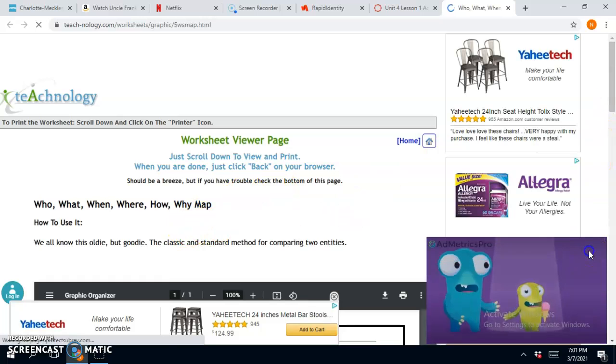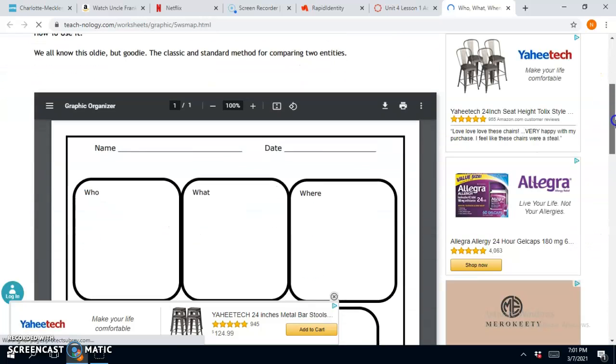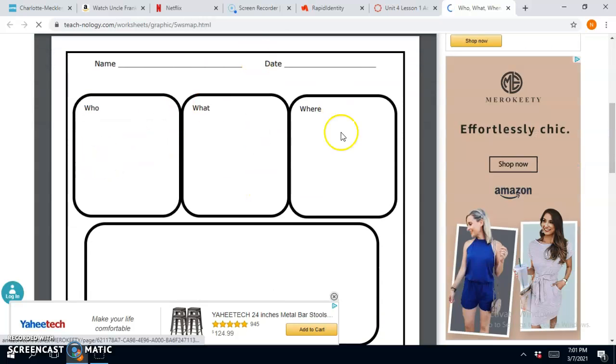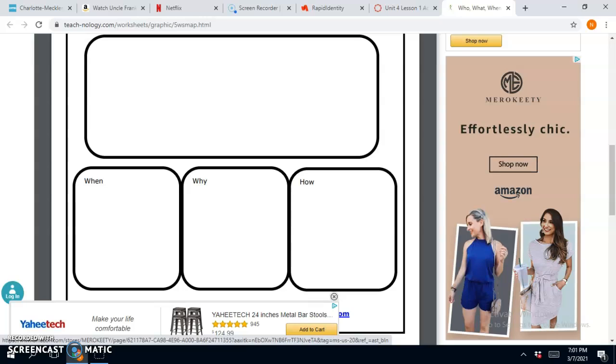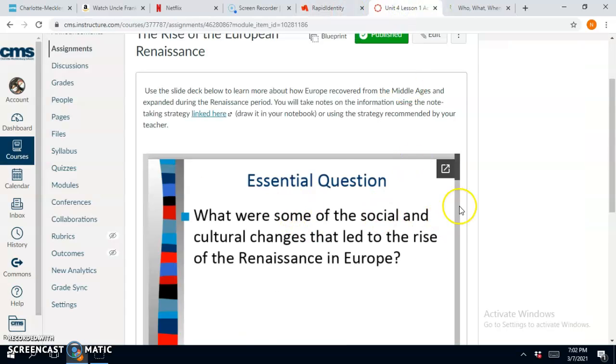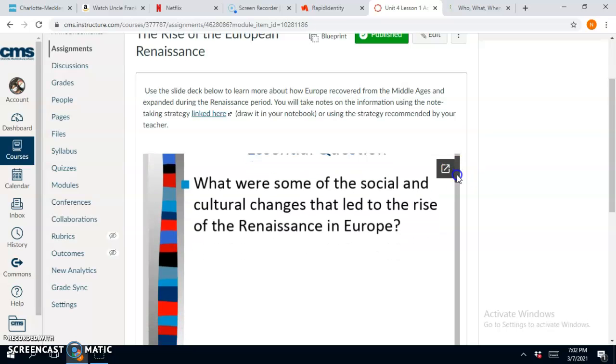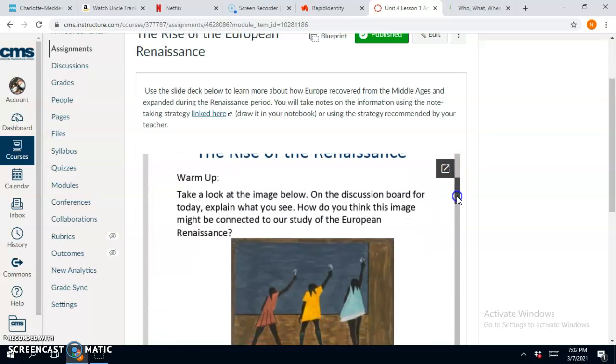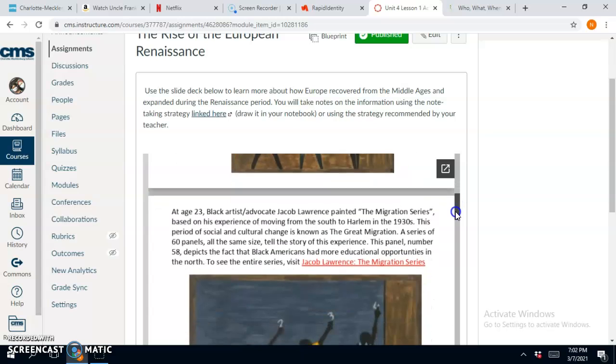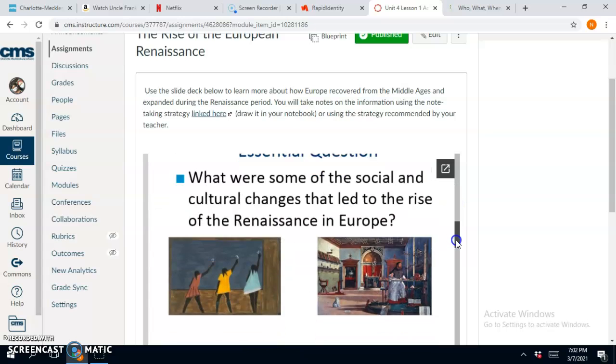The kids used this last semester and it worked for them. You can just type your information here. And you're doing this by talking about the 5 Ws. You got to tell who, what, where, when, why, and how, and then in the middle will be your essential question. All right, so let's go back. Here's the essential question. What were some of the social and cultural changes that led to the rise of the Renaissance in Europe? And see, there's the same warm up, and there's the answer.